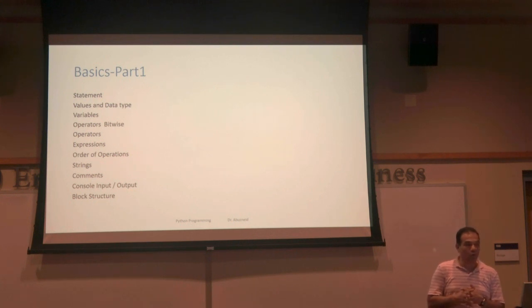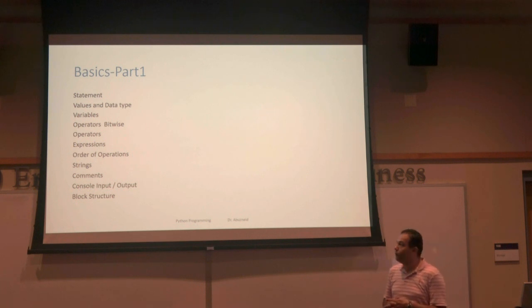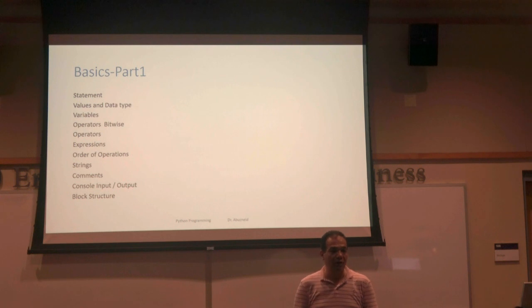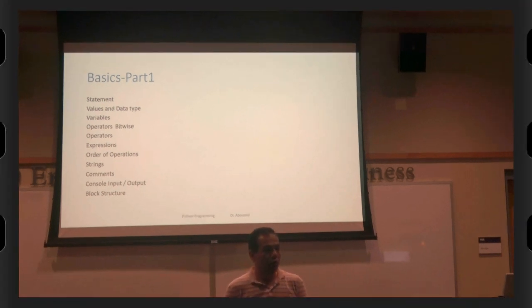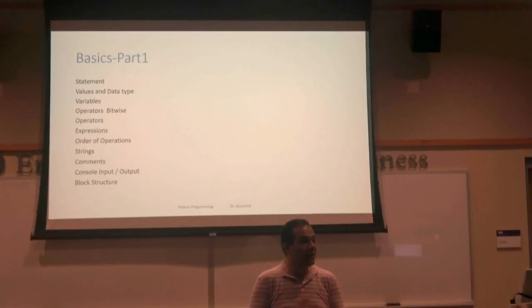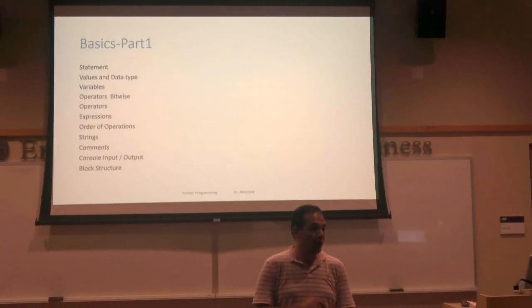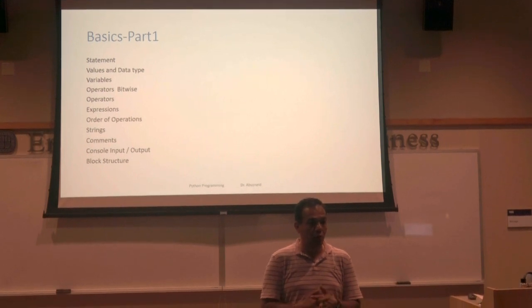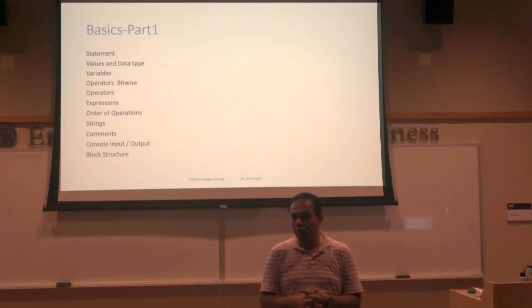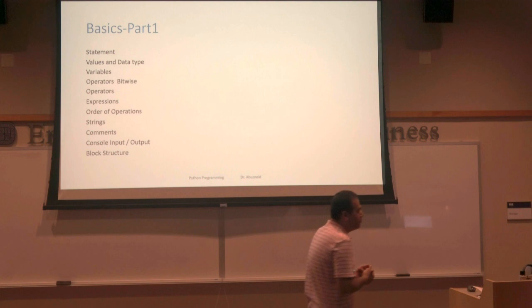But I'm sure what catches your eyes the most is the block structure. So in Java and C++, C#, we did not have to have that. And here, indentation is the most important thing. If you don't indent right, the program will not run. It will give you an error. We'll see an example in a second, right?